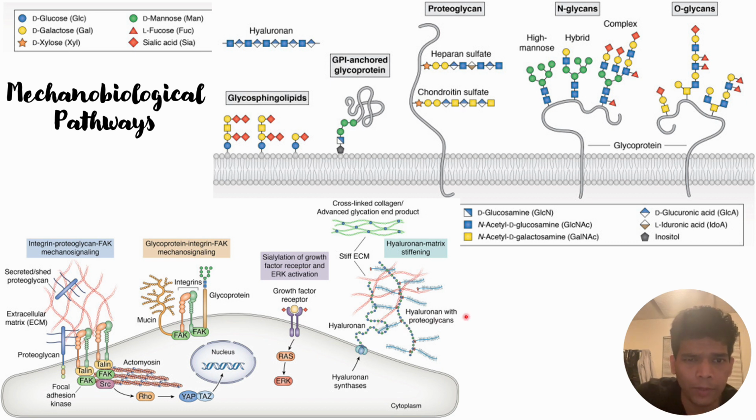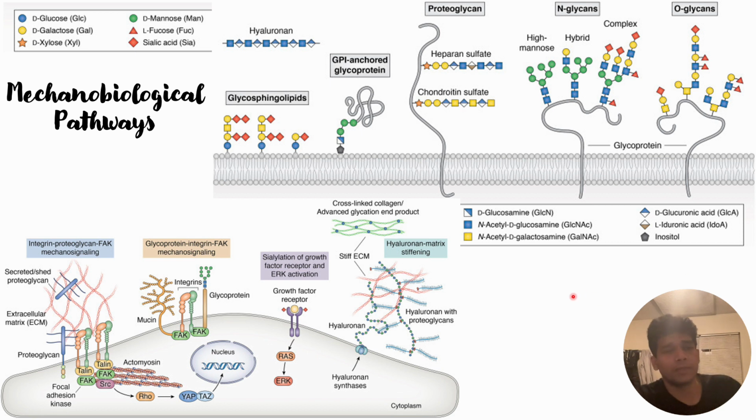And this is shown here, hyaluronan with proteoglycans and hyaluronans also. Hyaluronan matrix stiffening is just what I have said. The hyaluronan is cross-linked with the overcrowded glycans that are present on the cell membrane of the tumor, and that helps in the stiffness of this cell membrane. That helps in the stiffness of the ECM across the tumor cells, and thereby also acts as a mechanical barrier to evade immune surveillance.